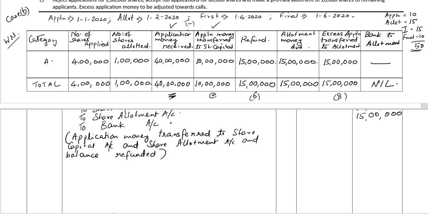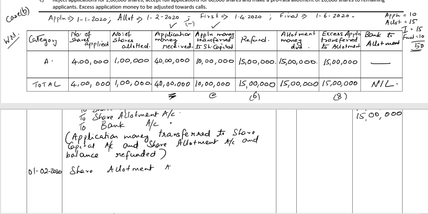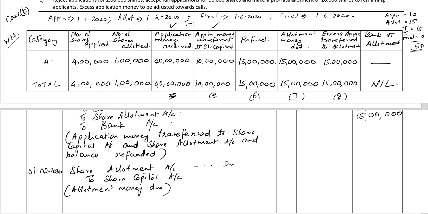Let's make the allotment money due on the date of the allotment, 1st February 2020. Share allotment account debit to share capital account. Allotment money due is the total of the 7th column, 15 lakh rupees.